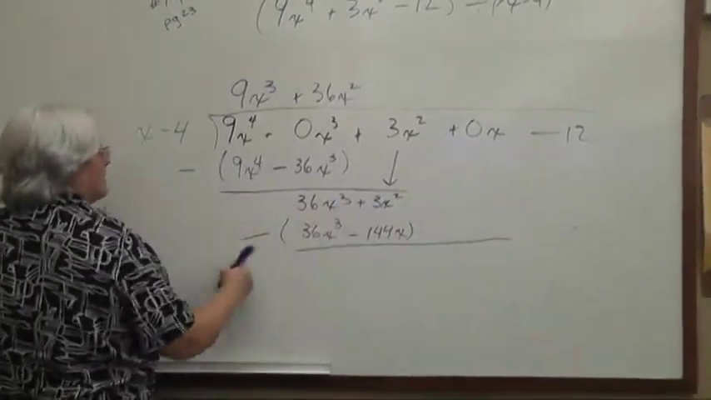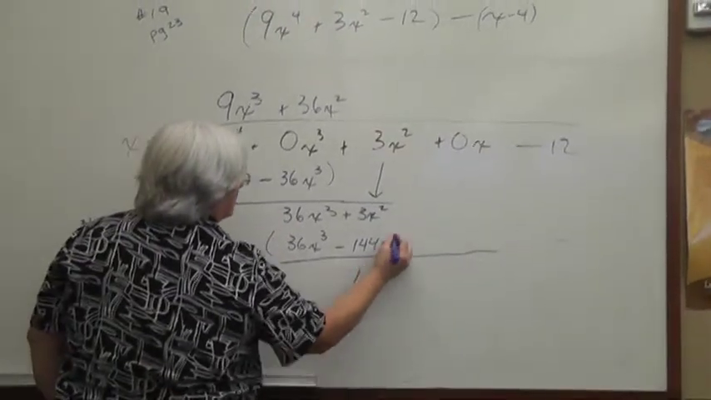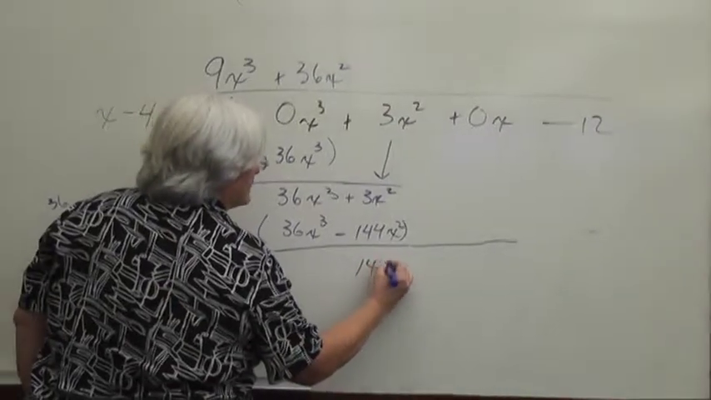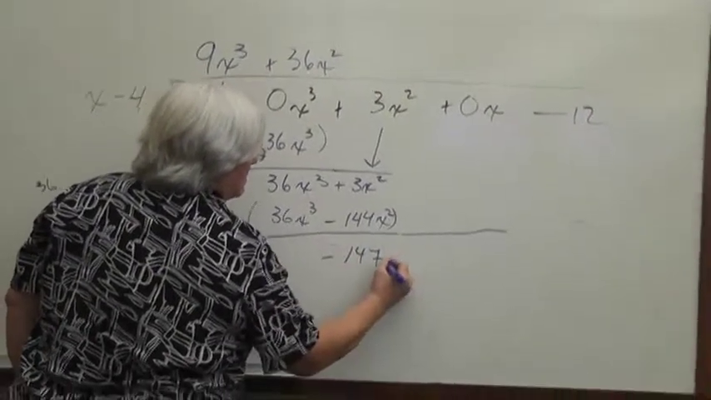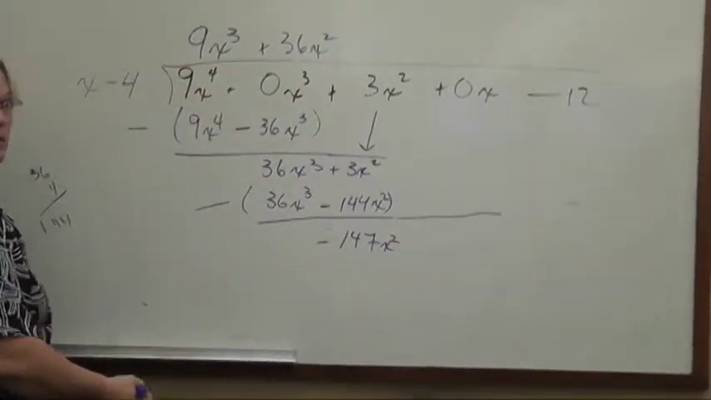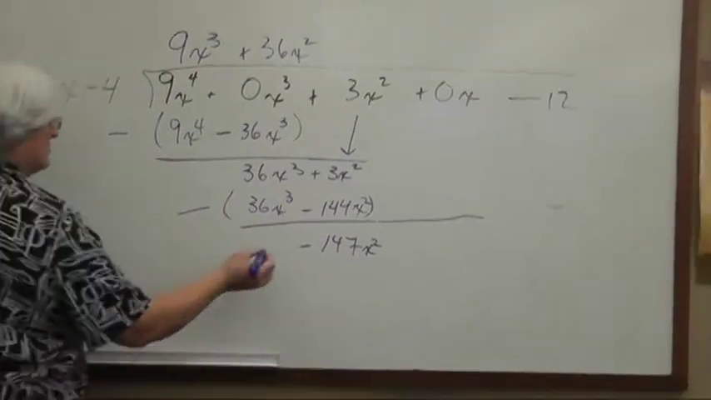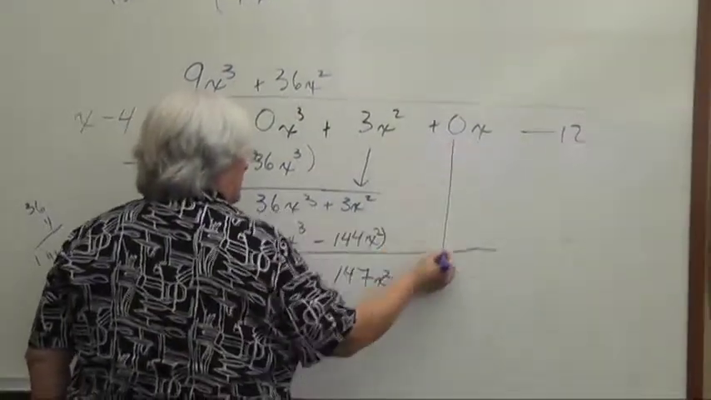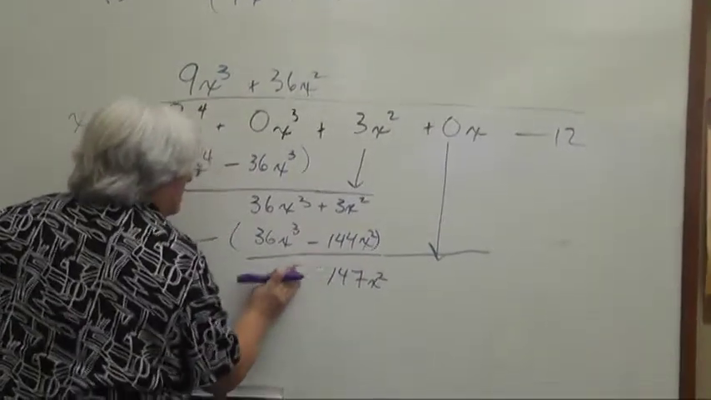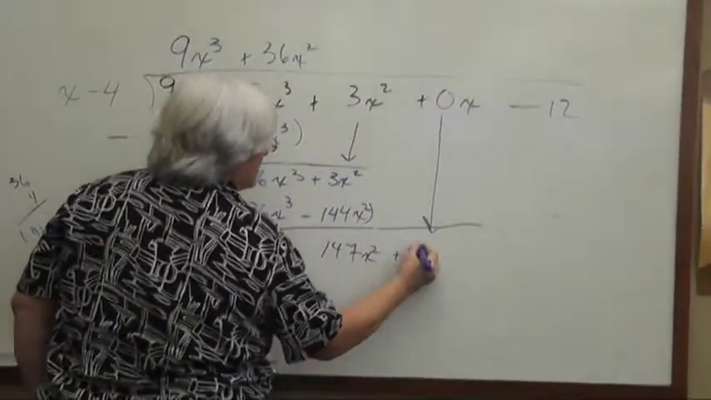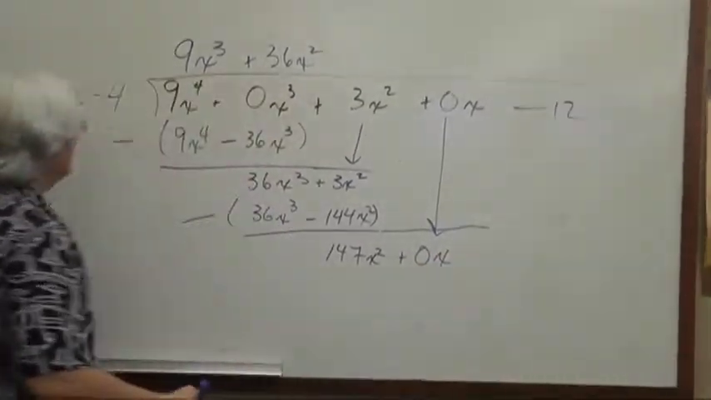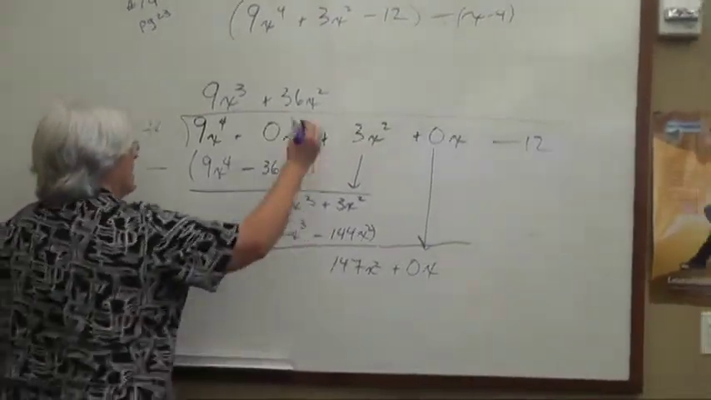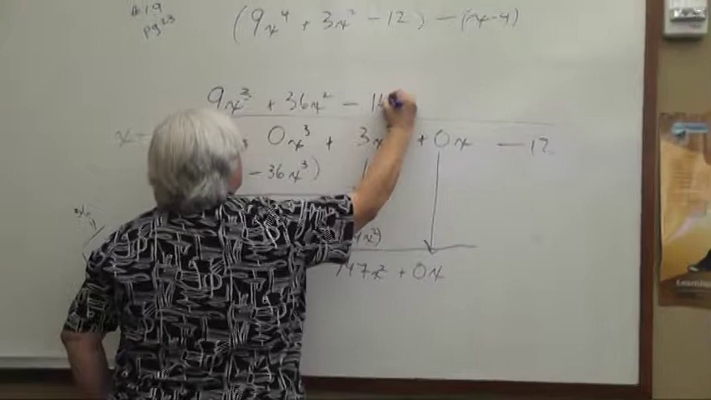Subtract 3 minus a negative 144. Don't forget to put your square there. See how I forgot that? You have negative 147x squared. It's not a negative. Thank you, Rachel. Minus a negative is positive. Bring down the 0. What that looks like, plus 0x. Now, x goes into 147x squared as minus 147x.